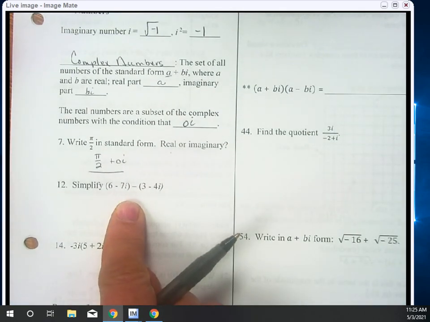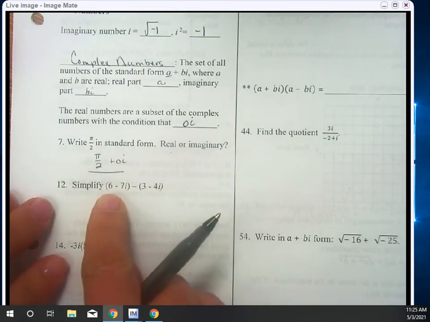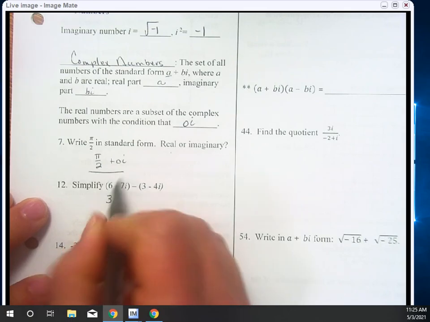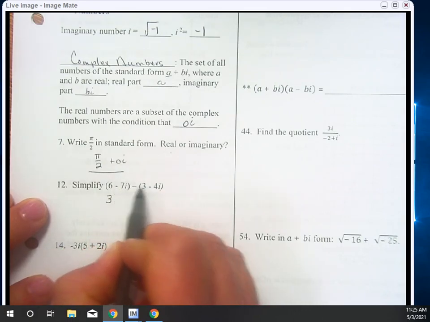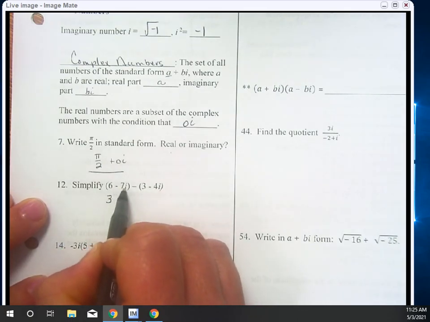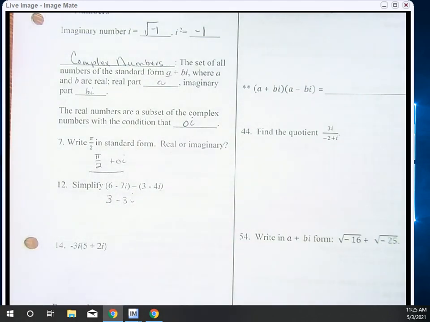Simplify. If you are simplifying, I think these are faster if you just do them without the calculator. 6 minus 3, negative 7 minus a negative, so negative 7 plus 4. You add or subtract the real number parts together, and you add or subtract the imaginary parts together.